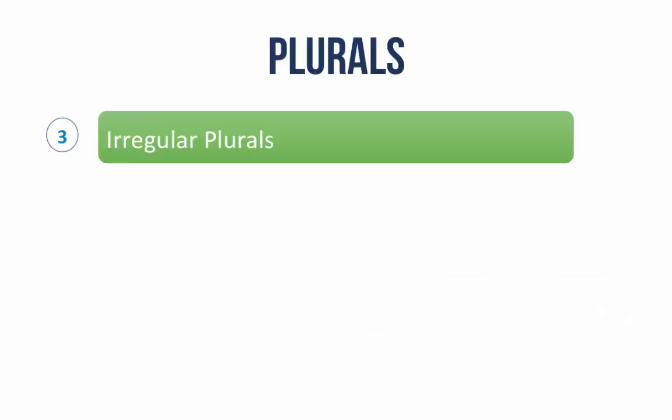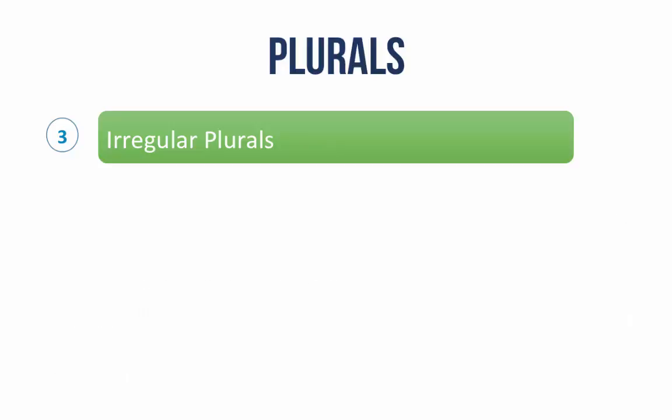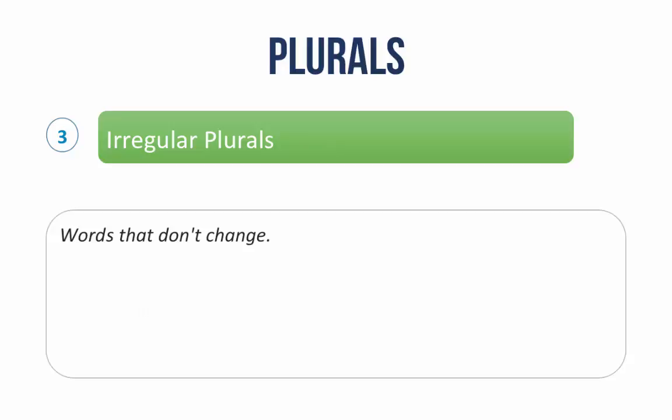Irregular plurals. They are of two types. Words that don't change, that is, the singular and the plural form have the same word. Words that don't follow plural spelling rules. These words have plurals which are different from the conventional form. Words that don't change. Some examples are spices, salmon, offspring, deer, fish, etc.